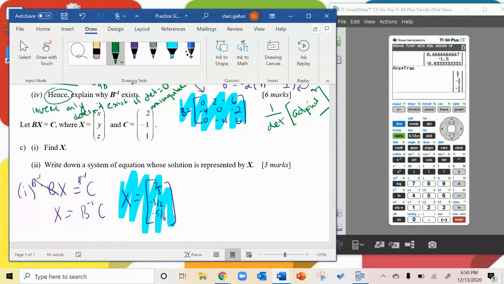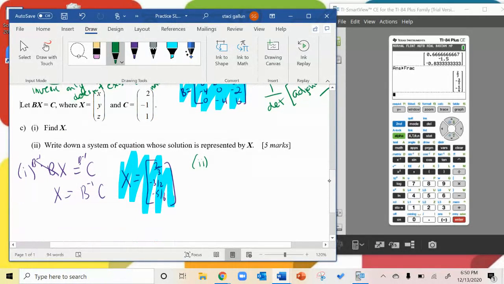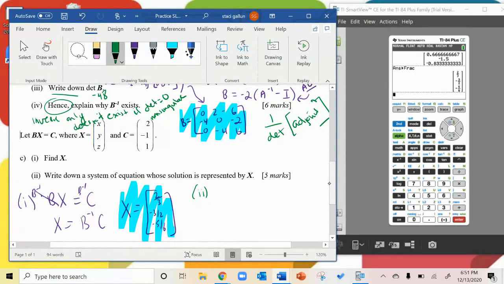Finally, it says write down a system of equations whose solution is represented by x. Huh, that's interesting. Here's x, here's y, here's z. What was B? I need to go back to what B was. Oh, I've got it right here. So think about this is x, this is y, this is z, so you're going to be multiplying B times this. I'd have 0 times x, I don't need to write that. That's a little silly. So I'd have 2y minus 6z equals 2.